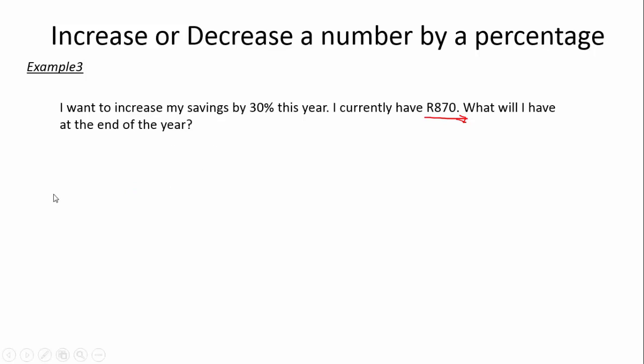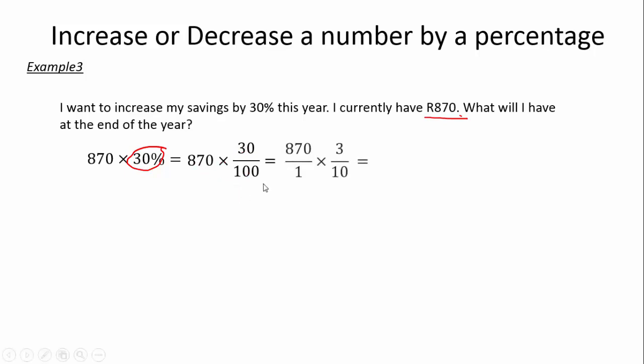Okay, so let's go the long way around. We can go 870 times 30%. That is the same as, you know, a percentage is that number per 100. So 30 per 100. So 870 times 30 over 100. That is the same as 870 over 1 times 3 over 10, because you know we can cancel zeros on the top and the bottom, starting from the right. And that is equal to 2,610 divided by 10.